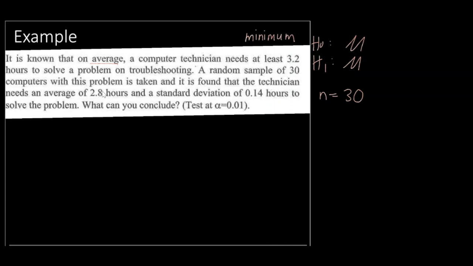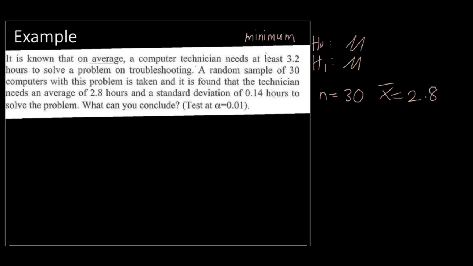Now, we come across the word average twice here. The first one, 3.2, and the second one, 2.8. What is the difference between these two averages? This average refers to the average of the sample of 30 computers. That means the sample average is x bar, 2.8. And this would be the population average, at least 3.2.